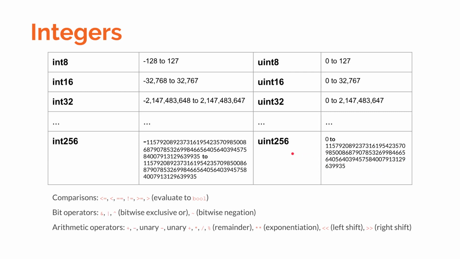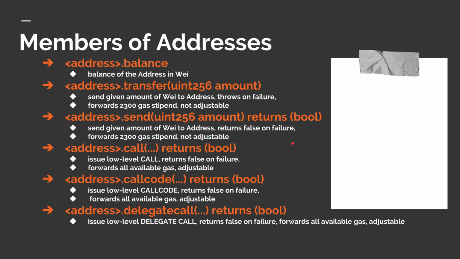The next variable that we're going to discuss is the address variable. For each address variable we have the following members. We have balance, which gives us the balance of the address in wei. We have transfer, that can send a given amount of wei to an address, and we also have the member send, which does the same. However, the difference here is that the transfer throws an error if it fails, and send returns false if it fails. Otherwise, both do the same thing.